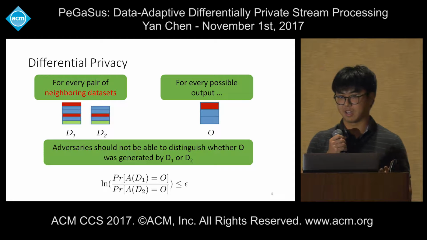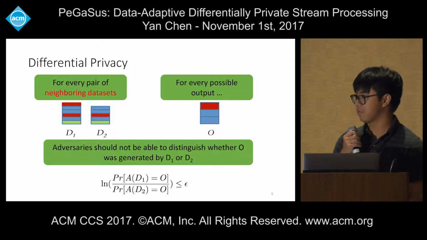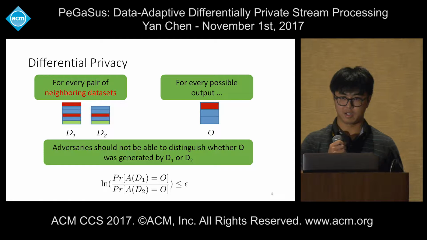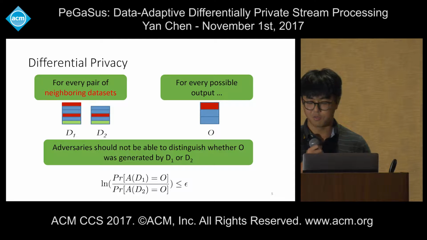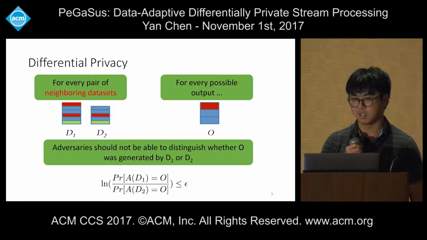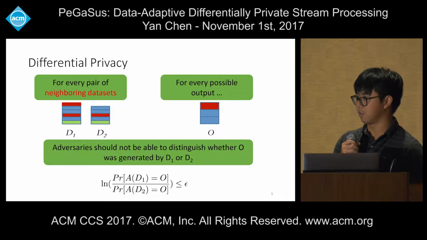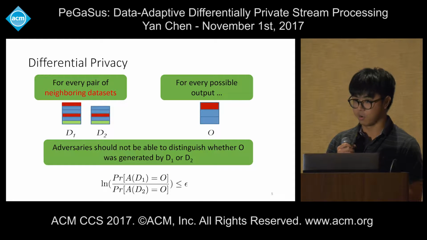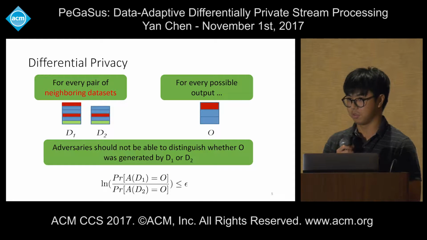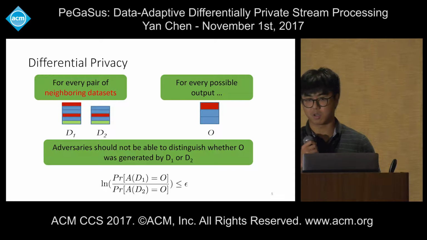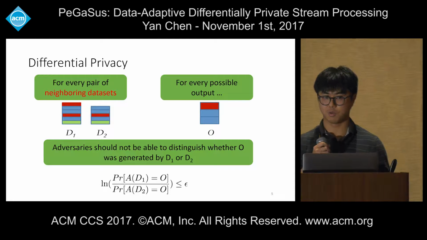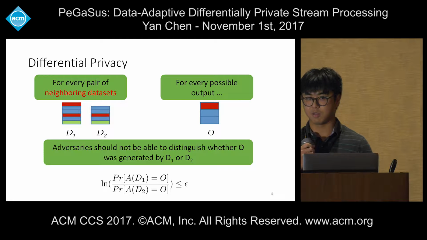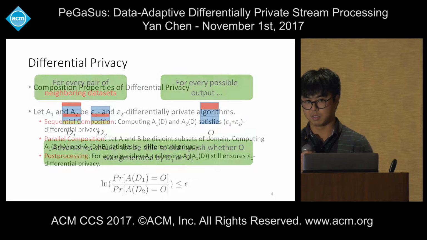From the math side, any randomized algorithm A satisfies epsilon differential privacy if the log ratio of the probability that the algorithm gives the same output for any two neighboring datasets, D1 or D2, is bounded by epsilon. Here, epsilon, we call it the privacy budget, which controls the privacy level. A smaller epsilon implies stronger privacy guarantees.